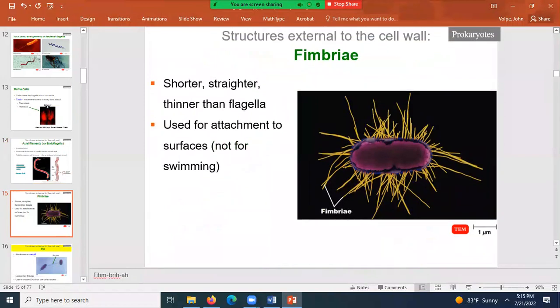The next structure I want to talk about is fimbriae. It's the hair-like or yellow structures on this cell. They extend from the cell wall. They're shorter and straighter than flagella, and they're not used for movement. They are used for attaching to surfaces, so not for swimming. And some pathogenic bacteria have fimbriae, which they use to attach to our cells. Right, any questions about fimbriae?